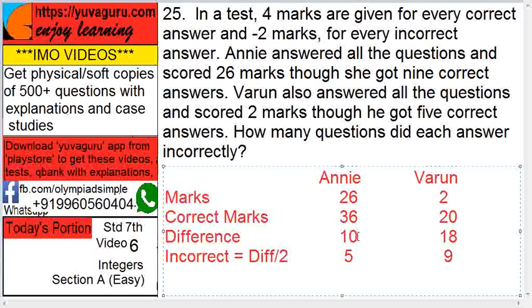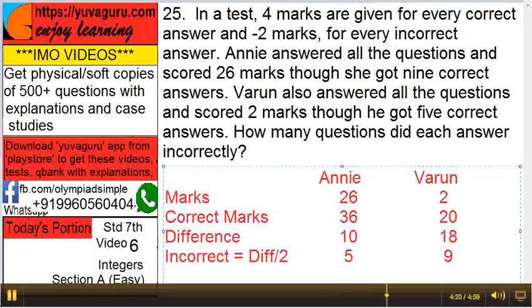10 and 18. Now why is this difference? This is because of the incorrect answers. So per incorrect answer, how many gone? 2 marks gone. So incorrect, total number of incorrects, how many will be? Difference upon 2. So 10 upon 2, that is 5 over here, and 18 upon 2, 9 over here. So Annie got 5 incorrect answers, Varun got 9 incorrect answers.